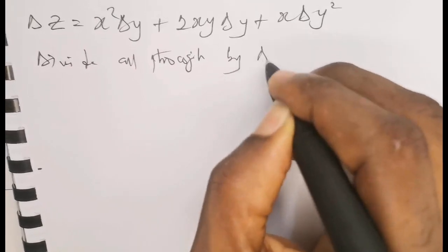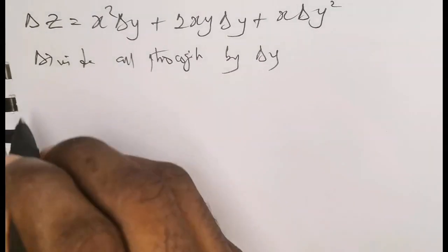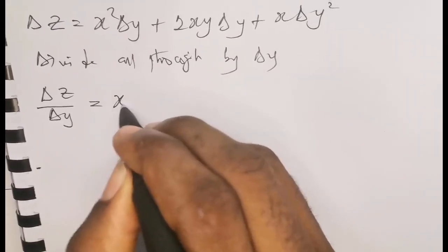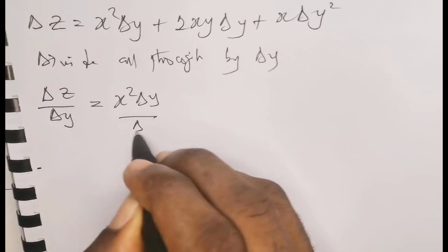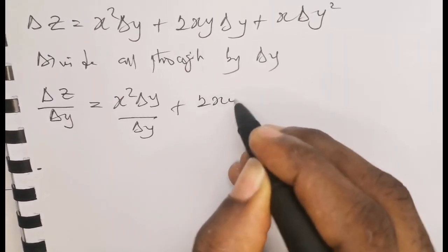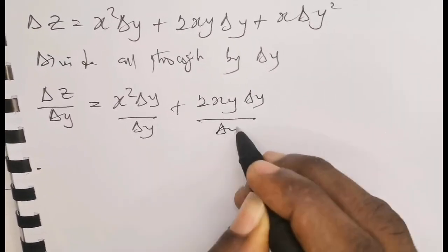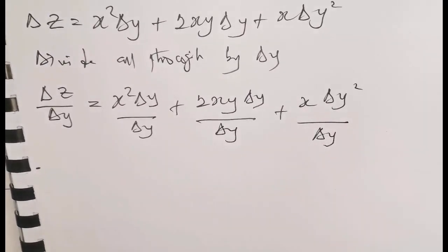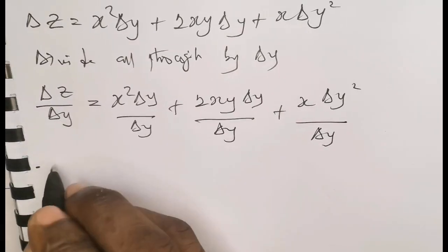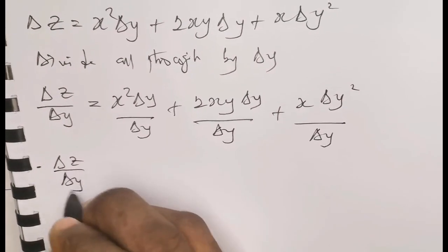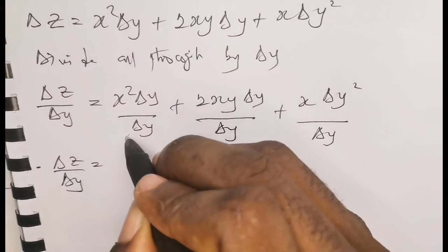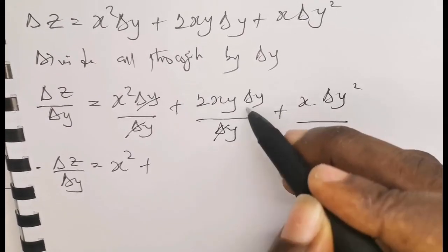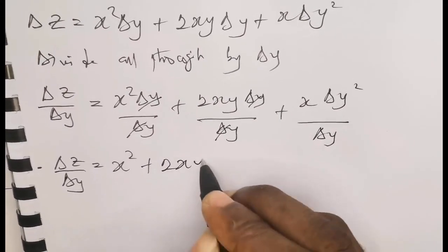Divide all through by change in y, and if we do that, we are going to have change in z all over change in y to be equal to x squared change in y over change in y plus 2xy change in y over change in y plus x change in y squared all over change in y. We simply have this. So from here, I still have change in z divides change in y, and this is equal to, over here, change in y strikes change in y, so I'm left with x squared plus, similarly, change in y here also strikes change in y, so I'm left with 2xy.